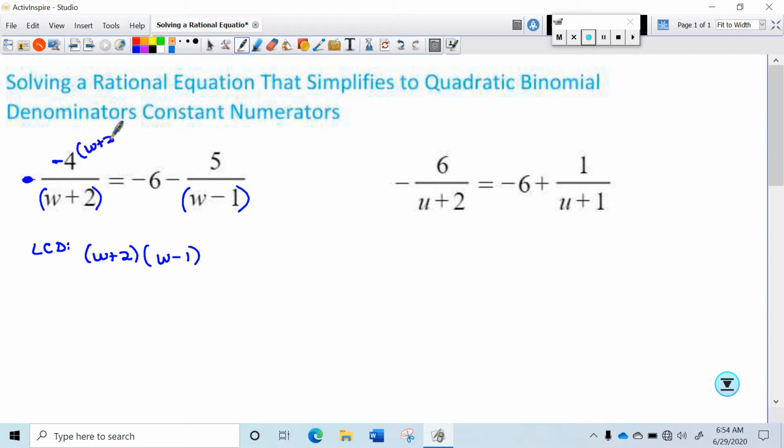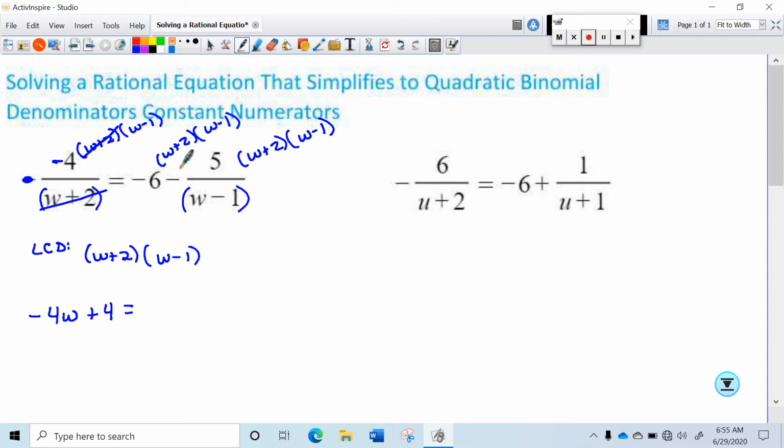W plus 2, w minus 1, w plus 2, w minus 1, w plus 2, w minus 1. Now, anything on the top cancels with the bottom. So my family of w plus 2 cancels with my family of w plus 2. So what I have left there is negative 4 times w, which is negative 4w. And I have negative 4 times negative 1, which is a positive 4. Bring down the equal sign.